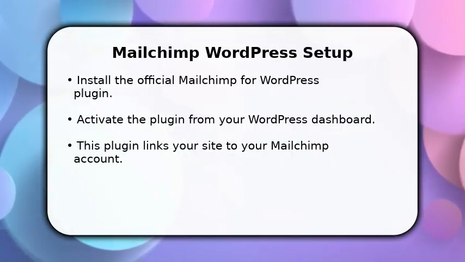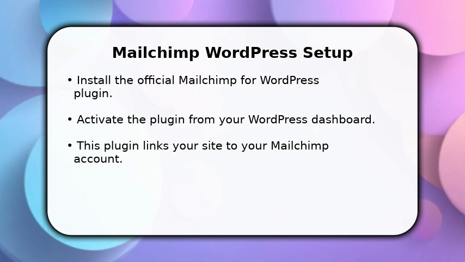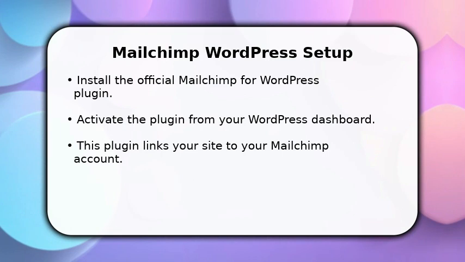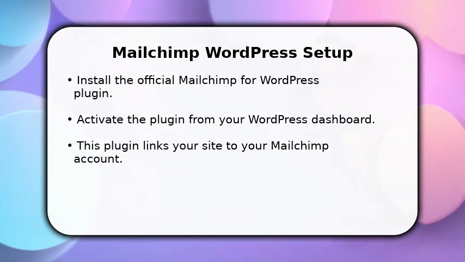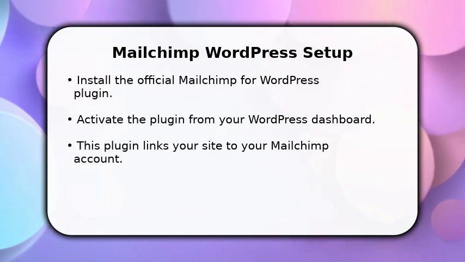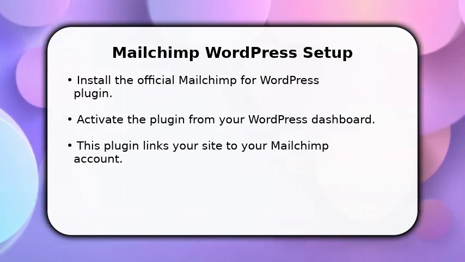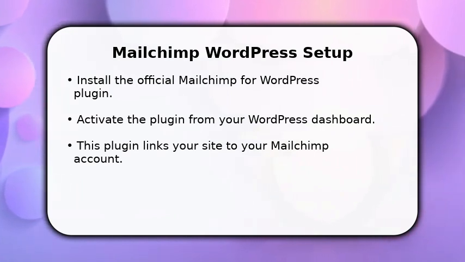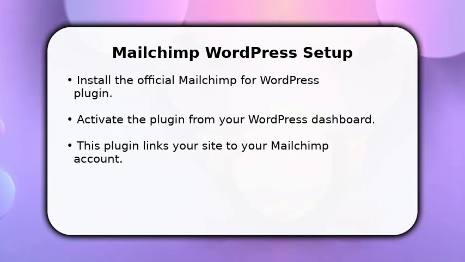In this video, I will explain how to set up Mailchimp in WordPress. First, navigate to your WordPress dashboard and go to the Plugins section. Search for Mailchimp for WordPress and install the official plugin. After installation, make sure to activate it. This essential step establishes the foundational connection between your WordPress site and your Mailchimp account, preparing you for seamless email marketing integration. It takes just a few moments to complete.